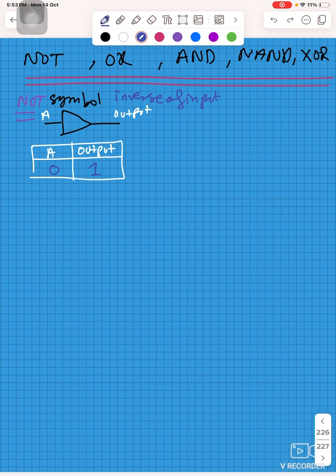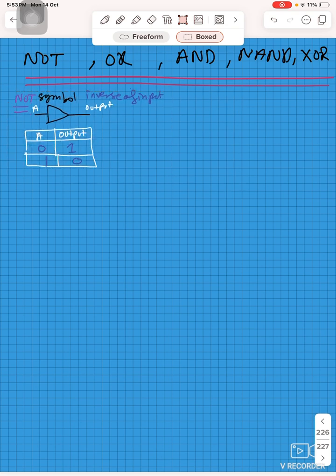Then if we have 1, we will have 0. It's the opposite, vice versa. The NOT gate is not that hard.